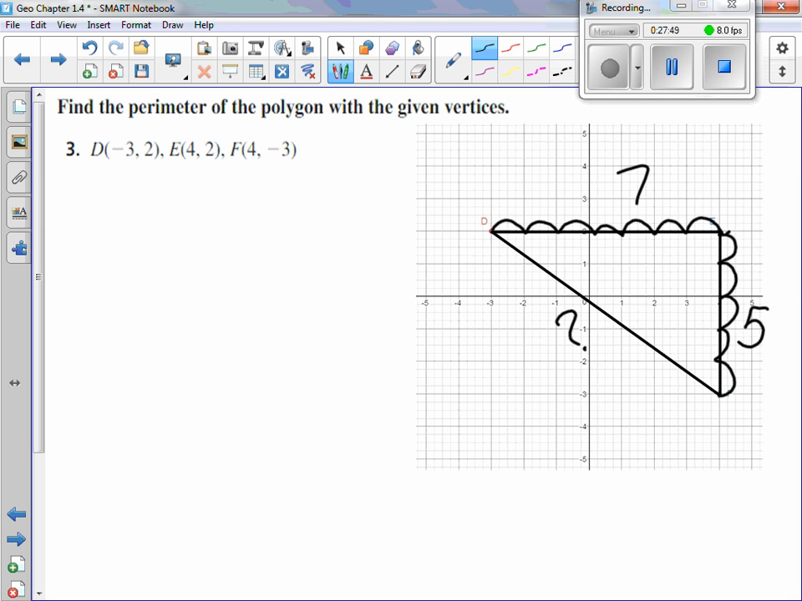This one here, right? From D to F. D to F is the only one we don't have. So guess what we have to do? Distance formula. We're using the distance formula again.